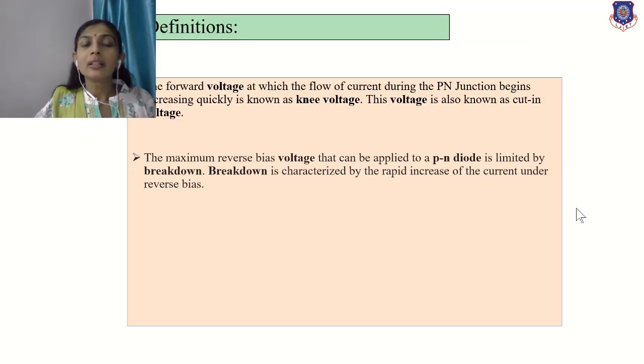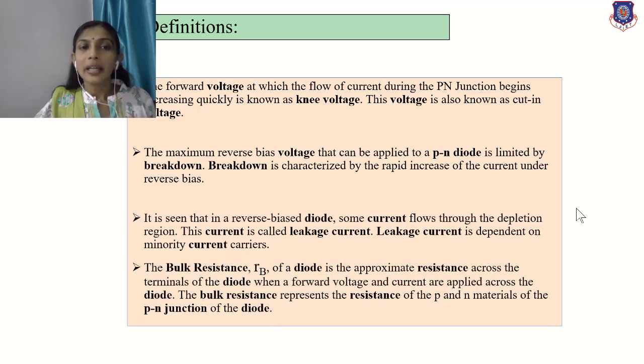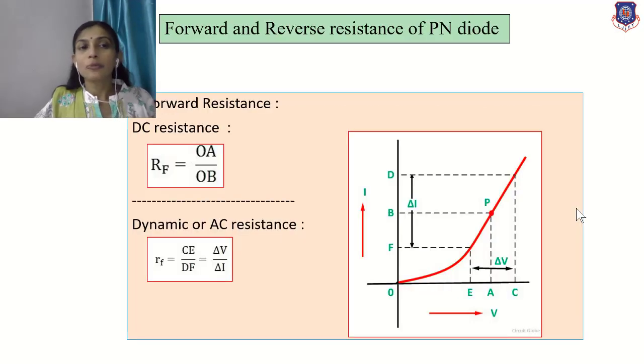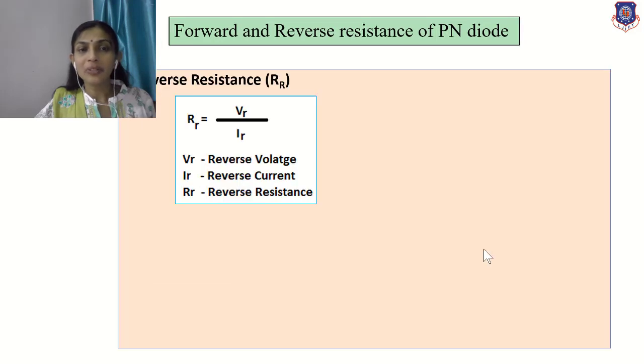Then we have studied the definitions in detail, and at the end we have defined the two resistances. One is forward resistance, in which there are two categories. One is DC resistance and another is AC resistance, meaning change in voltage to the change in current. So you can measure the DC and AC resistances like this. Okay, fine. And the last is the reverse resistance, which is nothing but the ratio of reverse voltage to the reverse current, and this RR is the reverse resistance.